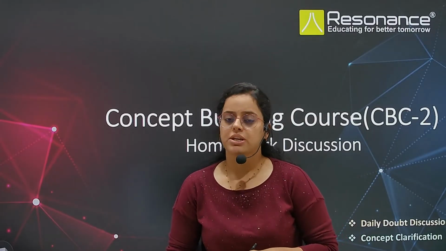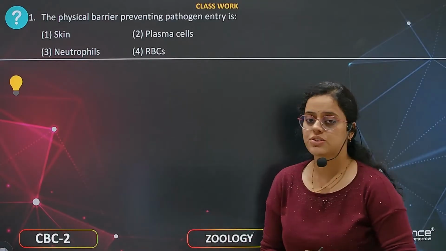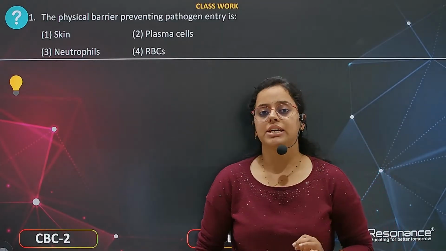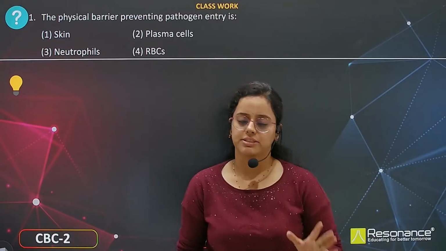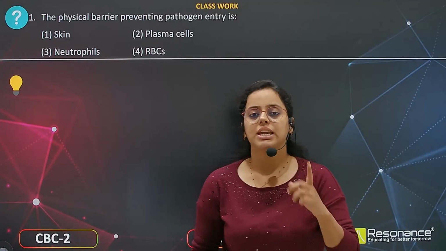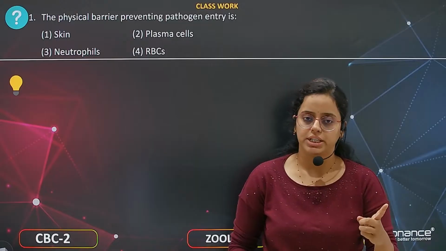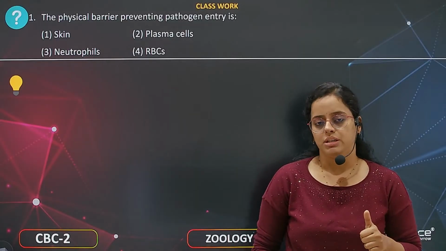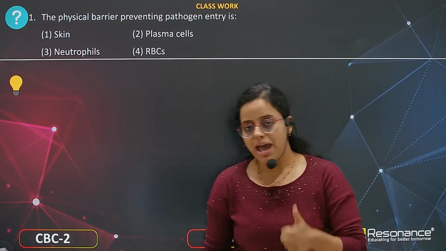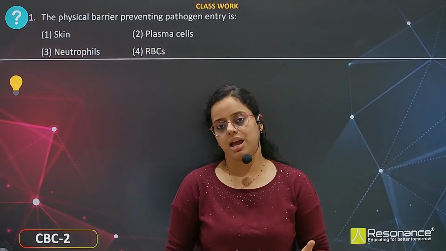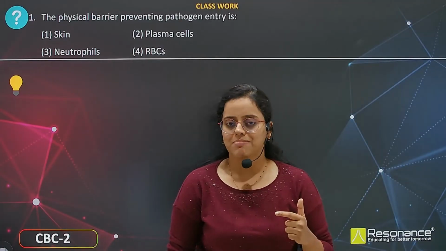So here we are discussing active immunity and passive immunity questions, and we are discussing immunity questions. So let us discuss the first question. The physical barrier preventing pathogen entry is. So this is innate immunity, and innate immunity consists of physical barrier, physiological barrier and cytological barrier.